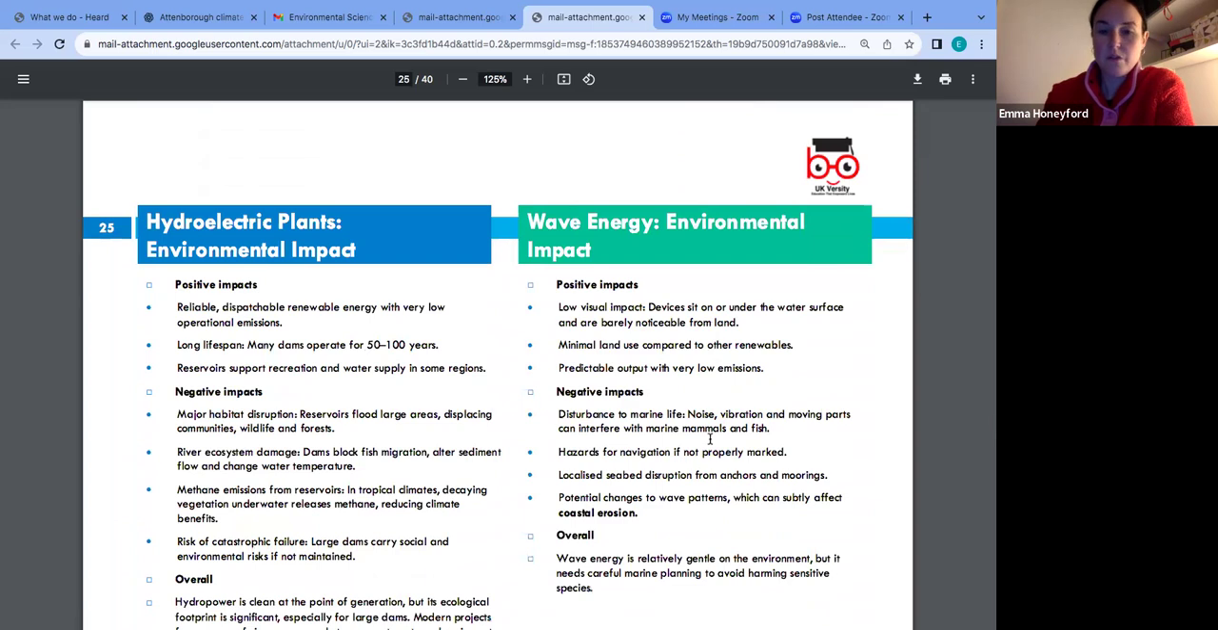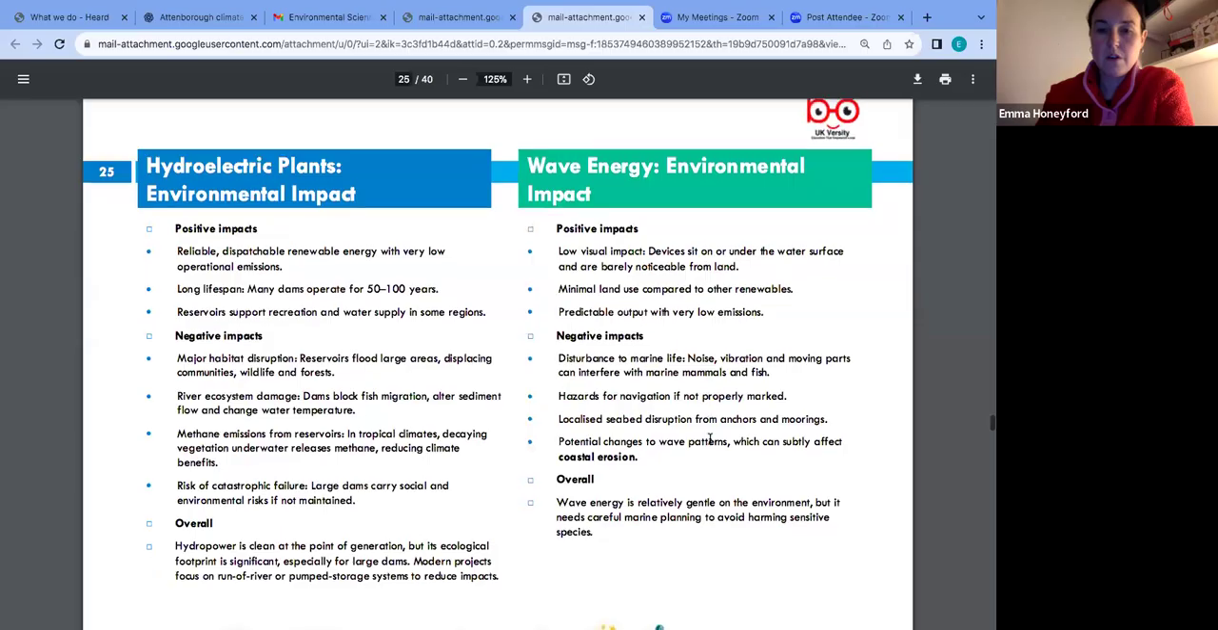And there we have hydroelectric plants. I'm not going to go through every single one of these. But again, you've got one positive impact, which I think is fantastic. It does have a long lifespan, so dams operate for between 50 and 100 years. And they do have very low operational emissions. Negative impacts, so again, habitat disruption, reservoirs flood large areas, replacing communities, wildlife and forests. So again, there's that impact on local ecosystem.